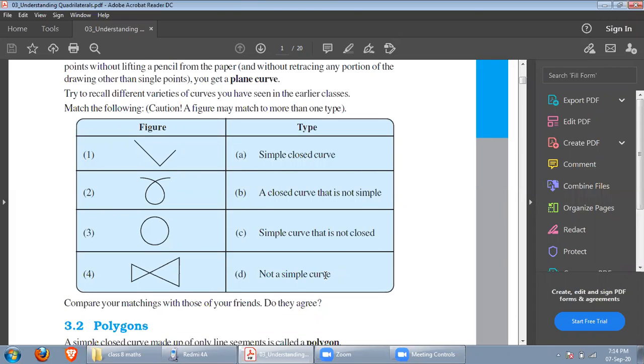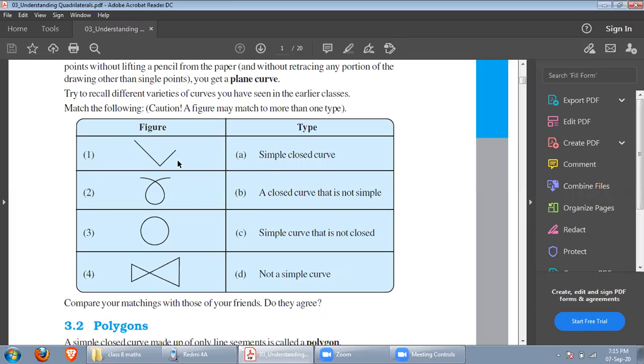So number two is of type B, a closed curve. It is closed, but that is not simple. Am I right? Listen, following? Everybody? Yes.